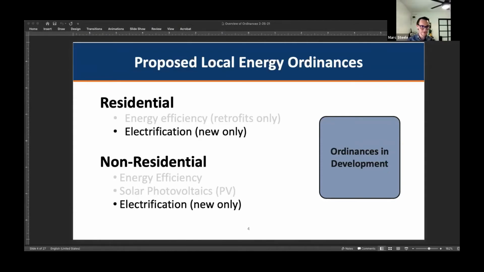And I think the goal of this workshop and some of the stakeholder meetings is to garner and solicit feedback from interested parties on how those electrification ordinances might look for the city of Encinitas. So what I'll do first is provide an overview of those ordinances that have already been drafted, and then go a bit more into what an electrification ordinance for residential and non-residential construction might look like for Encinitas, based on other local electrification ordinances that have been adopted or are in the process of adoption across the state.